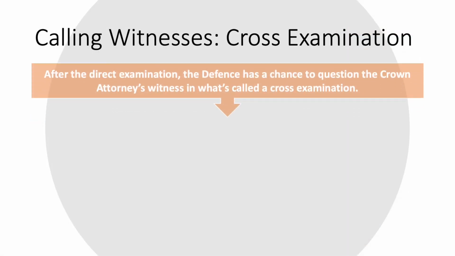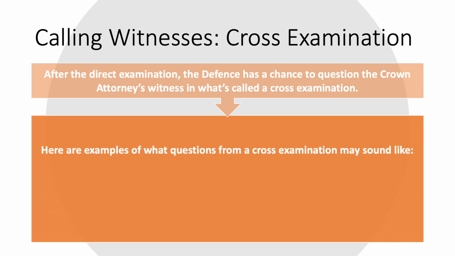After the direct examination, the defense has a chance to ask the Crown Attorney's witness questions. This is called a cross-examination. A cross-examination involves leading questions to try to get the witness to change their story. This is done to make a witness look unreliable.